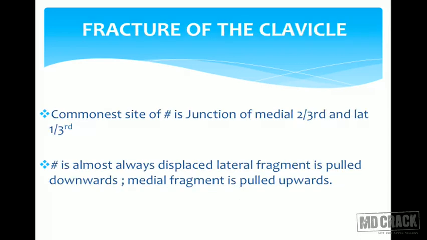The commonest site of fracture of the clavicle is the junction of the medial two-thirds and lateral one-third. That is the soft point where mostly the fracture occurs. It can also occur medially or laterally, but most commonly it is at the junction of the medial two-thirds and lateral one-third. The fracture is almost always displaced, with the lateral fragment pulled downwards and the medial fragment pulled upwards because of the sternocleidomastoid muscle medially.